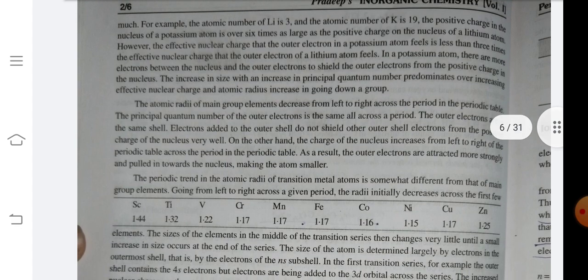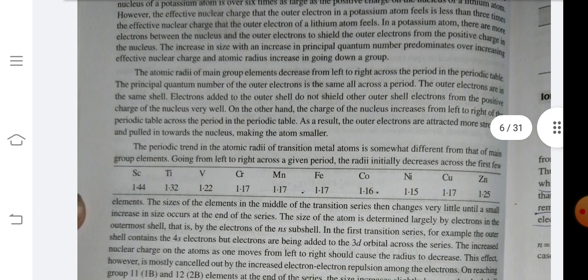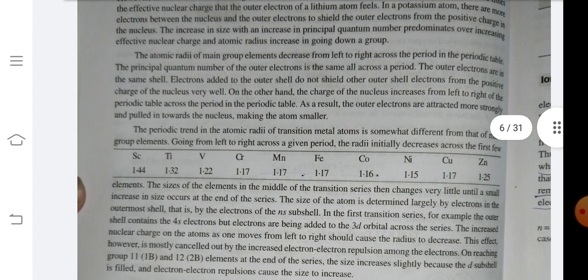In a potassium atom, there are more electrons between the nucleus and the outer electrons to shield the outer electrons from the positive charge in the nucleus. The increase in size with an increase in principal quantum number predominates over increasing effective nuclear charge, and the atomic radius increases in going down a group.